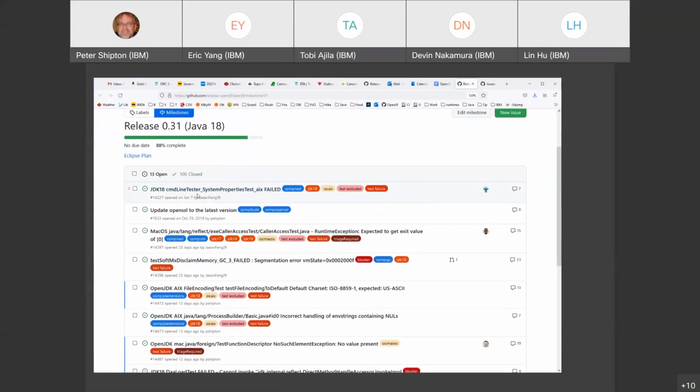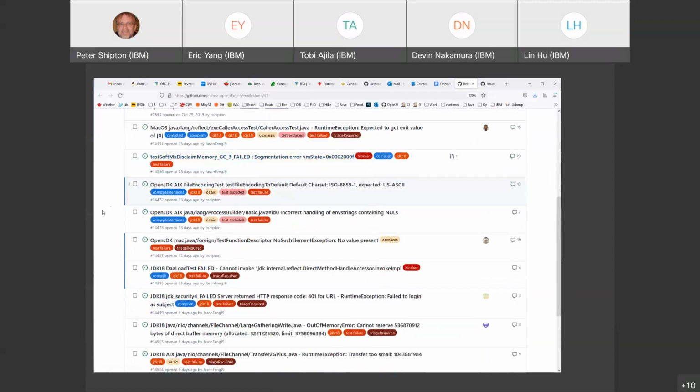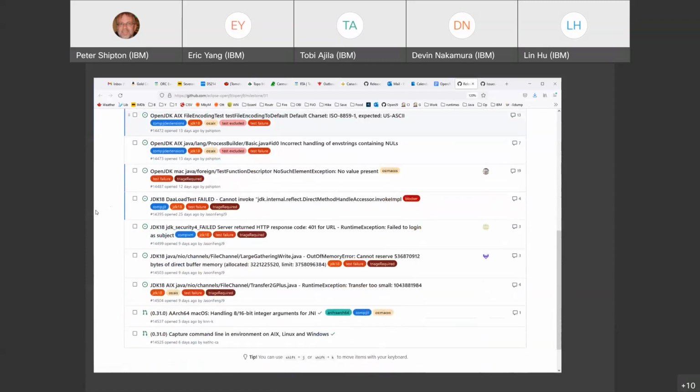We do have some AIX issues. They seem to come from OpenJDK, so someone is supposed to be looking at those. In the meantime, I don't think AIX is working properly with respect to the JEP that gives you UTF-8 by default. There are a few other things in here which are under investigation. Does anybody have any comments about issues in the milestone plan?